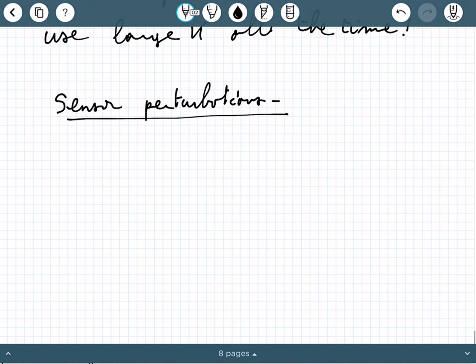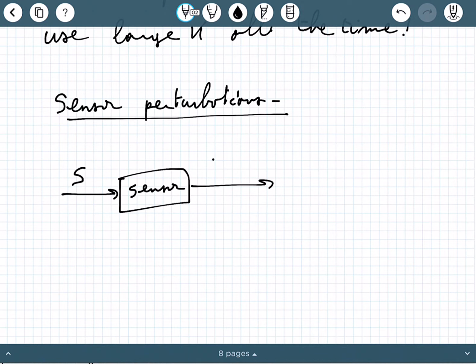So what are the sensor perturbations? Well, it is the fact that although the car may be going at a certain speed, when it goes to the sensor, you may actually measure speed plus a small quantity v. Okay, so that's called sensor noise.